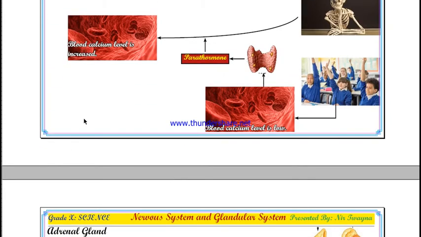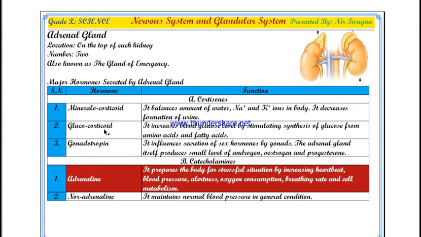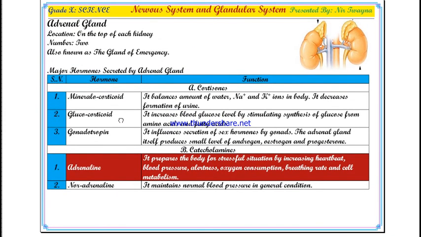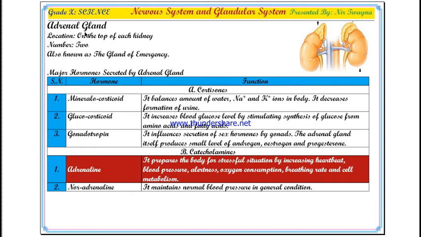Okay, that's all about parathyroid gland. Now let's go to adrenal gland. Adrenal glands are present on the top of each kidney. You can see in the diagram, this is kidney, above kidney it is adrenal gland, and there are two adrenal glands in our body. They are also known as gland of emergency. Why is it so? We will come to that.